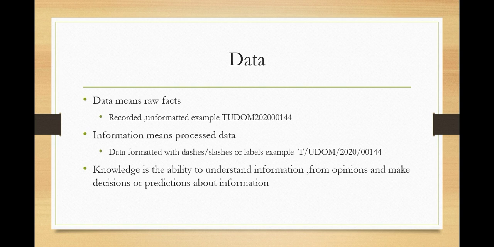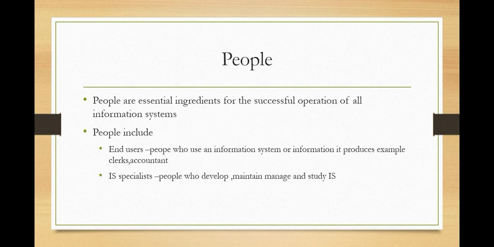Why should we study data, information and knowledge? Understanding the distinction between data, information, and knowledge is very important because all these are used in the study of information systems. Development of information systems, or even the use of information systems, requires a person to understand the distinction between these terms.